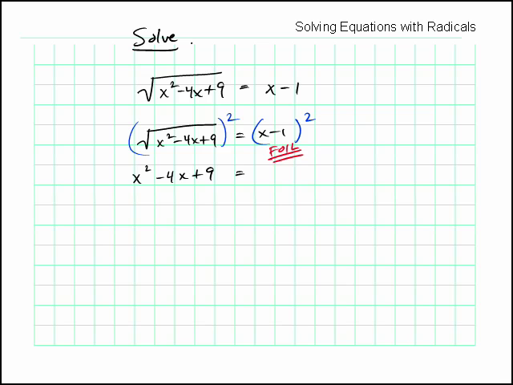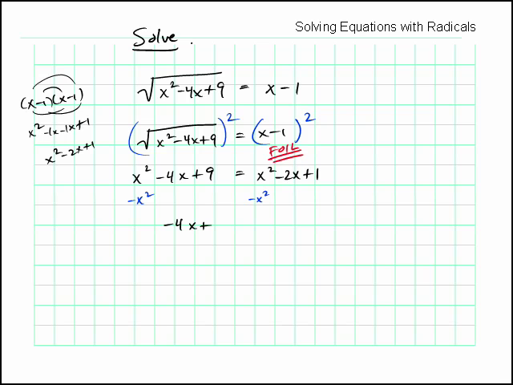That FOILs out to, double check here, FOIL: x squared plus 1 minus 1x minus 1x. X squared minus 2x plus 1. Okay. Now, let's see. The x squareds cancel away. Subtract x squared from both sides, and it's gone. So I got negative 4x plus 9. That equals negative 2x plus 1.